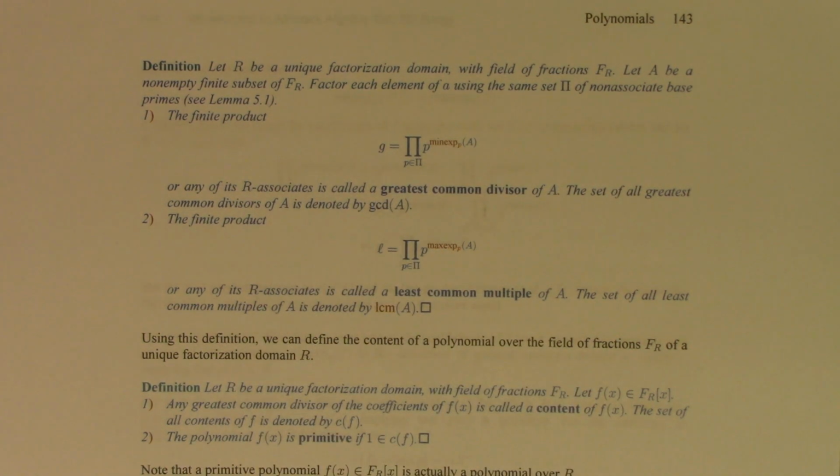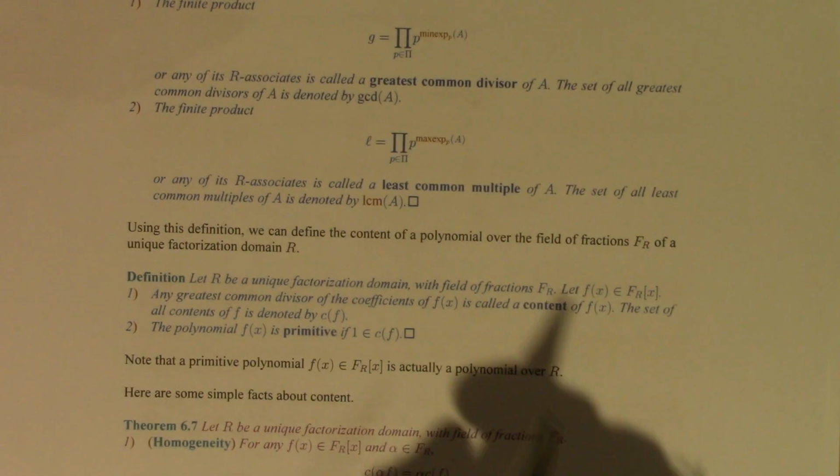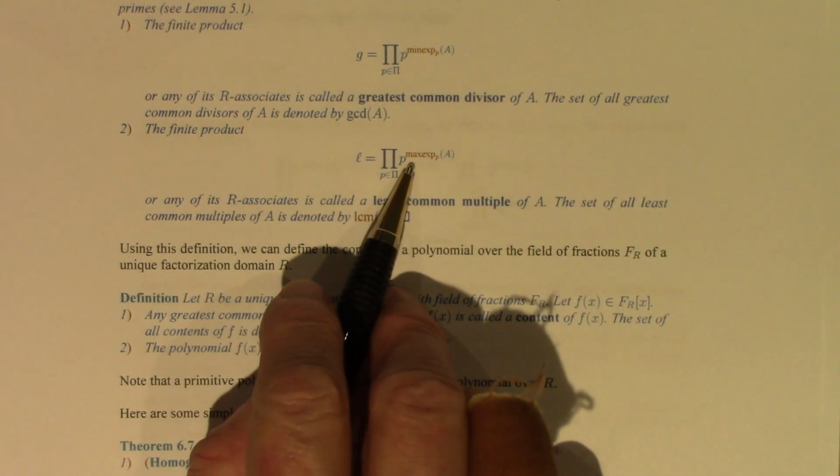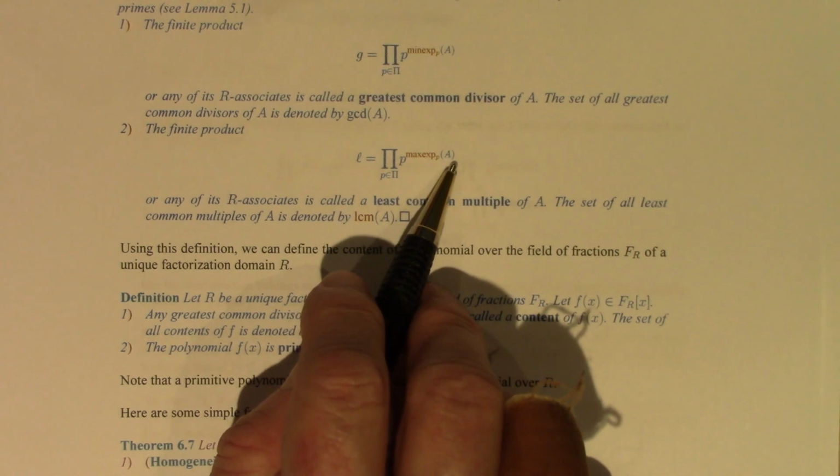It's worth stopping and pondering this until it becomes pretty clear in your mind that we're doing the same thing we did before, but allowing negative exponents. It's the only difference. Least common multiple, we use the maximum exponent of P in the set A.